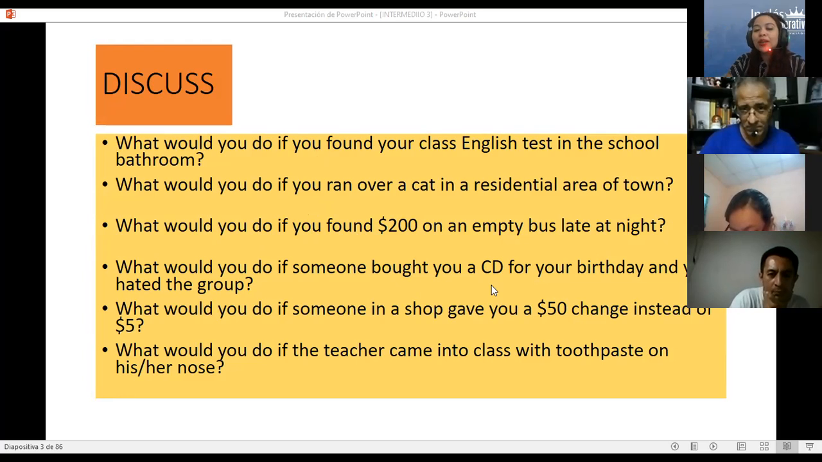The other situation we have is what would you do if you found $200 on an empty bus? What would you do if someone bought you a CD or something for your birthday that you don't really like? And what would you do if someone in a shop gave you $50 change? I don't know if this has happened to you. You buy something and they give you $50 change, but you were supposed to get only $5. What would you do? Do you return the money? Do you tell the clerk, hey, look, you made a mistake, this is not my change, it's only $5, so please have the rest? Or would you take it?